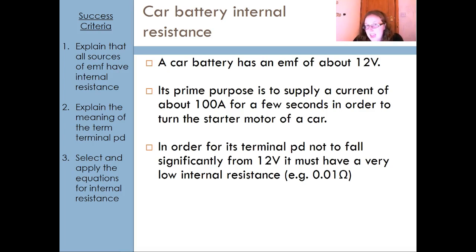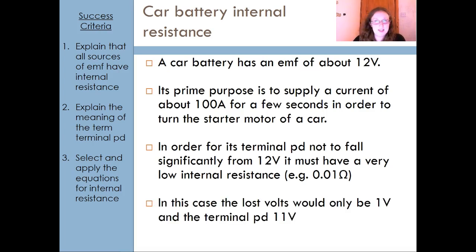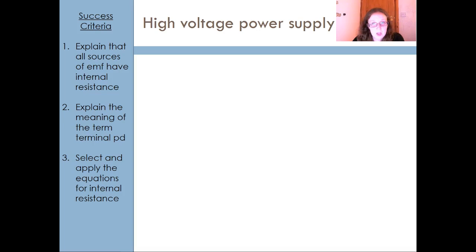So if I had 0.01 ohms as my internal resistance, that means I'd still lose 1 volt, but I would still have an external power supply of 11 volts. So I have to consider this, because if I don't have that potential difference, my starter motor will not turn over. So you have to consider this when you are planning things.